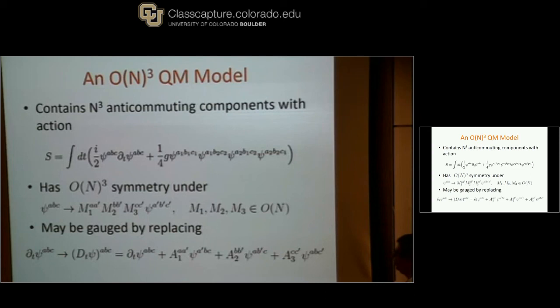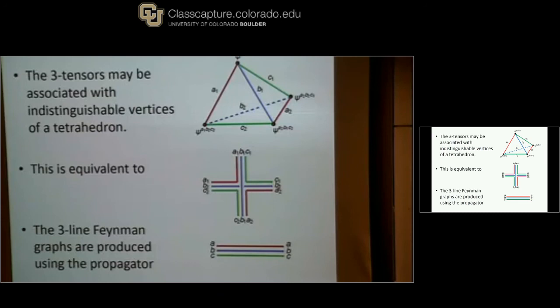And then you can gauge each of the O(N)s by replacing this derivative by covariant derivative. All that this is going to do, since these A's are non-dynamical, they're like Lagrange multipliers, is truncate the spectrum of states to all O(N) cross O(N) cross O(N) singlet wave functions. And I sort of wrote this down before already on the blackboard, that you can think of this interaction as a kind of tetrahedron. So you can think of this vertex as a kind of view of the tetrahedron from the side. And then you just work out the Feynman graphs, with these colorful propagators gluing the tetrahedra together.